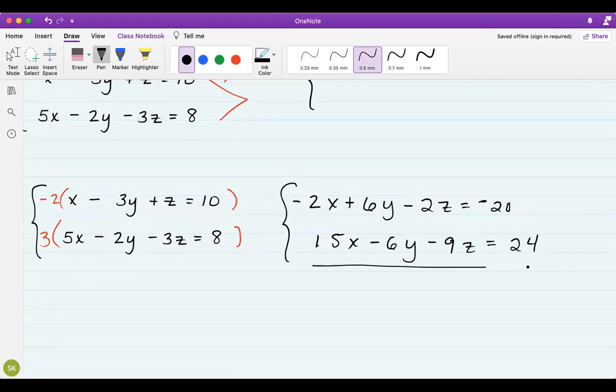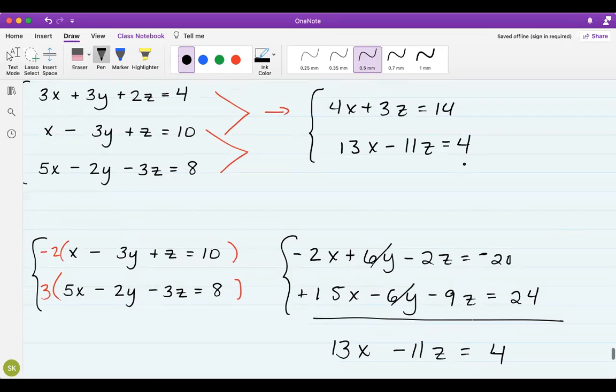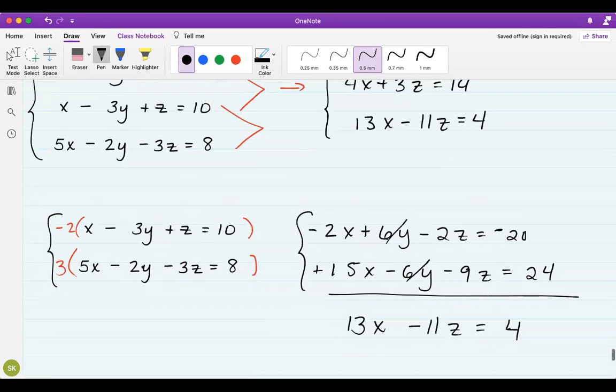Okay, add them together. We'll get 13x. The y's go away, minus 11z is equal to +4. So that is the second new equation, 13x minus 11z is equal to 4. Okay, if you wanted to use substitution, you can. I would probably solve for this y, and then you would get something involving this 5x and this 3z and this 8. You would divide it by 2, and then plug it into this y here. And you should get something similar to this equation.